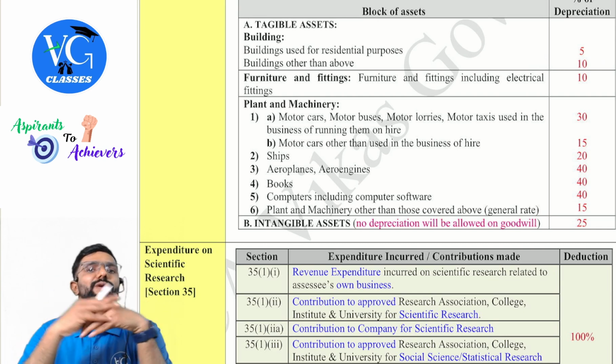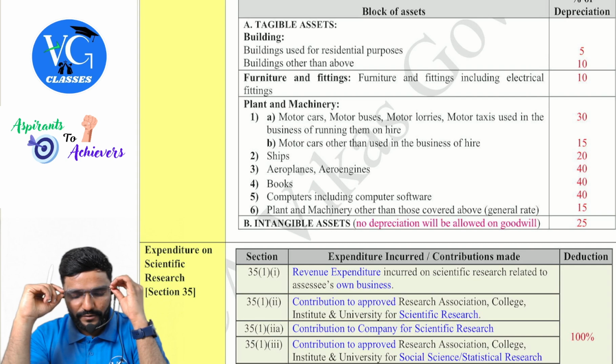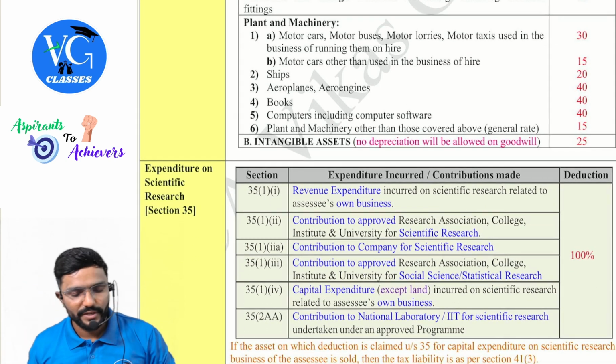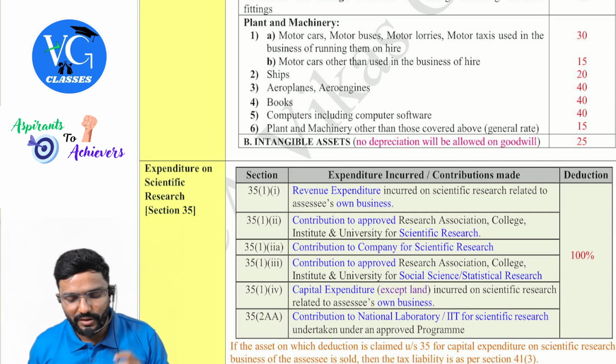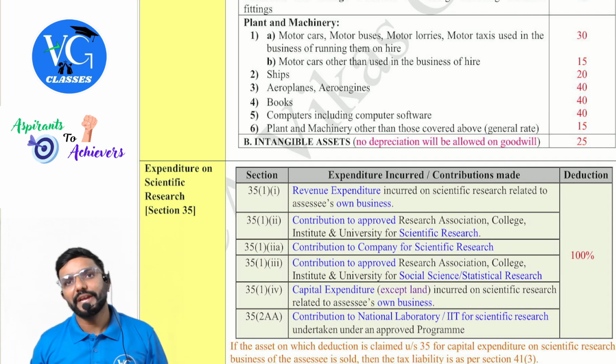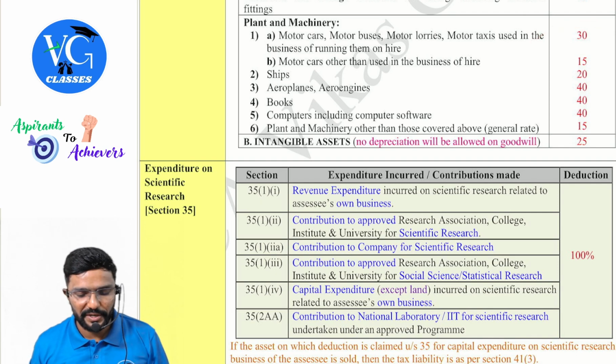Next, building other than above, like factory building, office building and all, 10%. In the question, if they have given only building, please go with 10%. Next, furniture and fittings, including electrical fittings, 10%. Plant and machinery, if it is a motor car, motor bus, motor lorries, motor taxis used in the business of running them on hire, meaning I am letting the vehicles on hire, in that case, as the usage would be more, 30% is the depreciation rate.